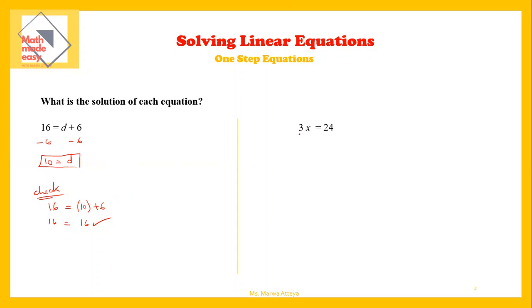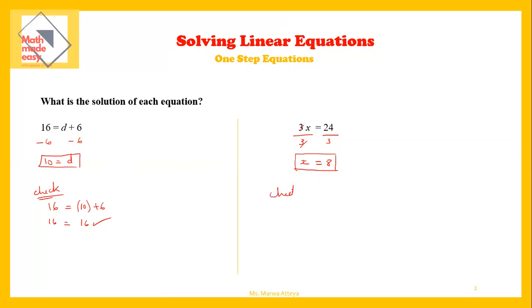We have another example here where 3x is equal to 24. Again, I want to isolate x. X is multiplied by 3. So the inverse operation of multiplication is division. So you're going to divide both sides of the equation by 3. 3 divided by 3 here is 1, so you only have x, and 24 divided by 3 is equal to 8. So the value of x is equal to 8.